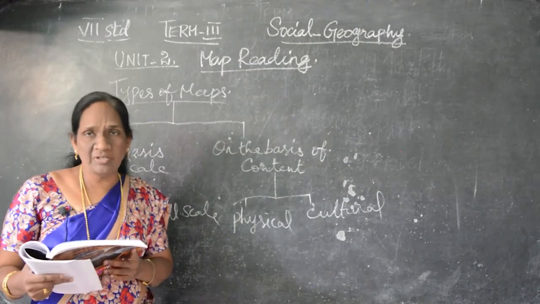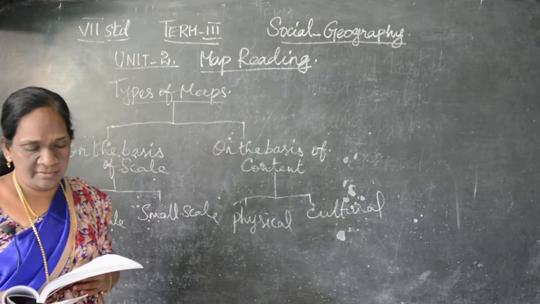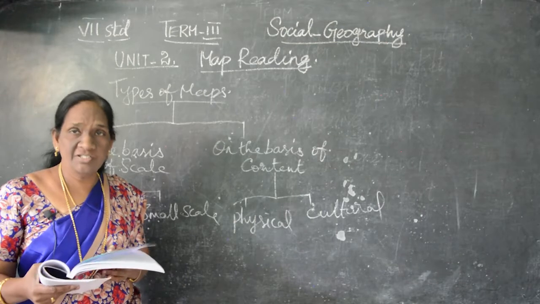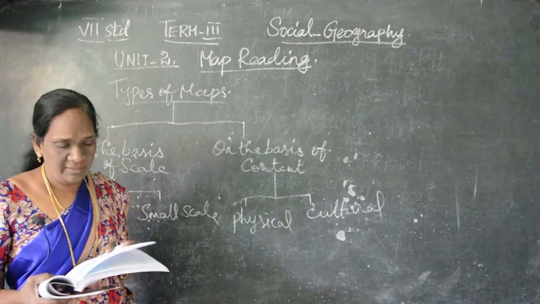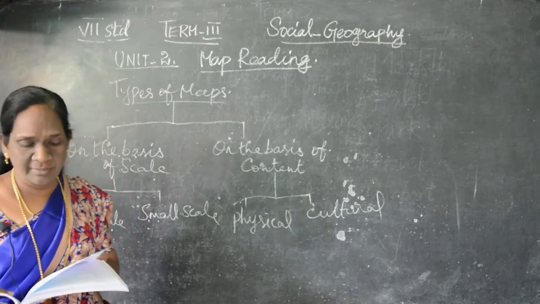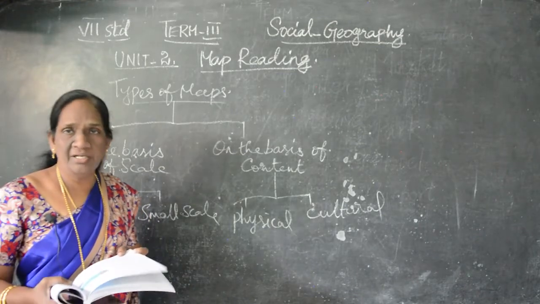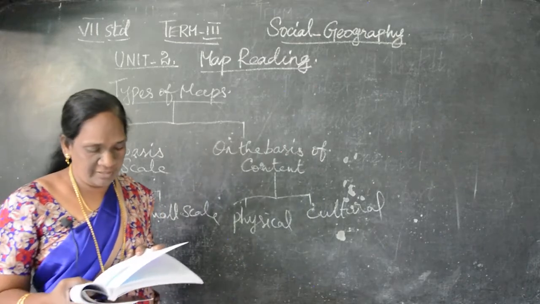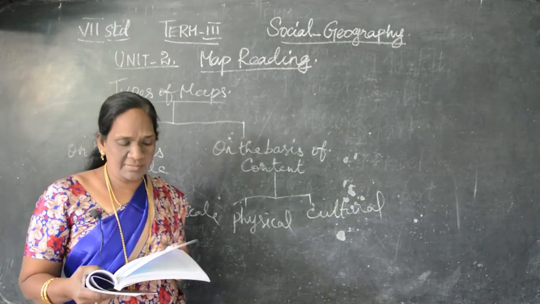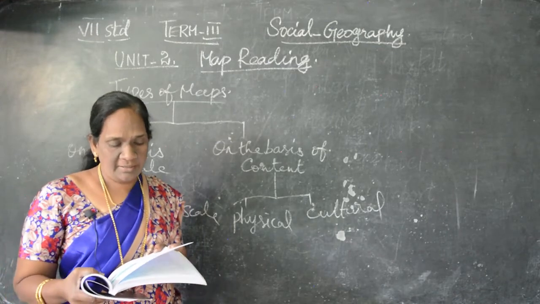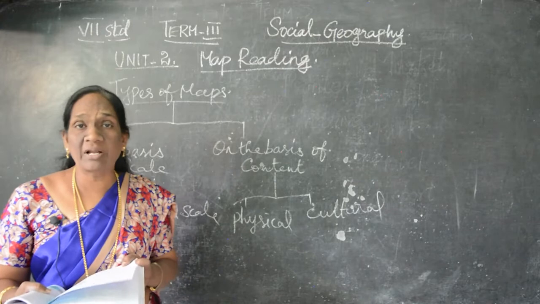Another one is the topographical map. It shows smaller areas in much greater detail. சின்ன ஏரியாவை பெரிய டீட்டெயிலாக நம்ம பார்க்கலாம். And these maps are prepared by the Survey of India. இதை யார் நமக்கு மேப்பை ப்ரிப்பேர் பண்ணுறது? Survey of India. And these are also large scale maps which show the natural features.